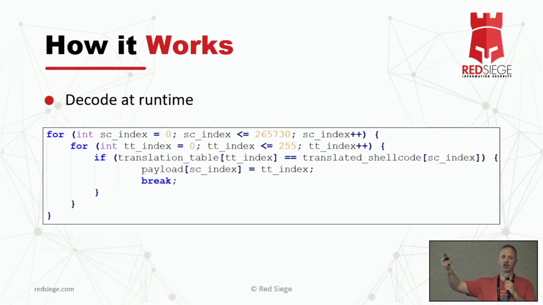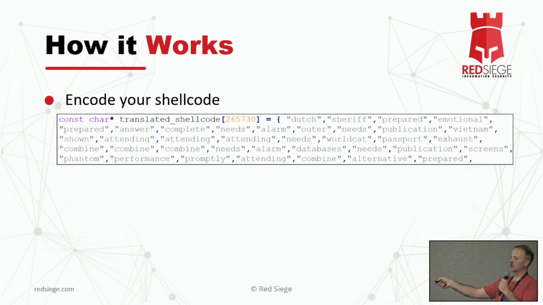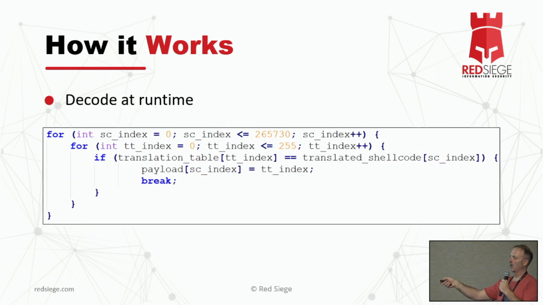Now, in our shellcode, when we want to use this, we've got our translation table and we have our translated shellcode. We have that in our loader. So we've got these arrays of words. Now we just need to loop through our array, starting at 0, going through the last byte of shellcode, because that's how large this is, 265,730. Then for each position, for each byte in that array of these words, if the first word is Dutch, I loop through all the positions in my translation table and find the value of the position.